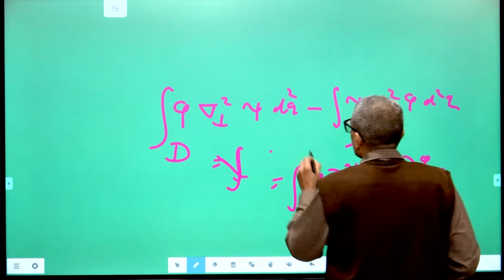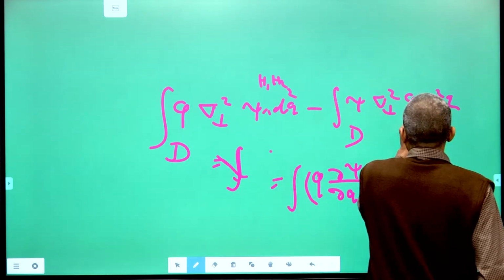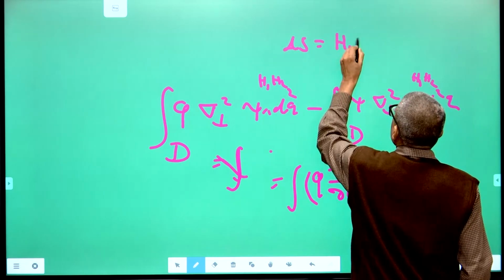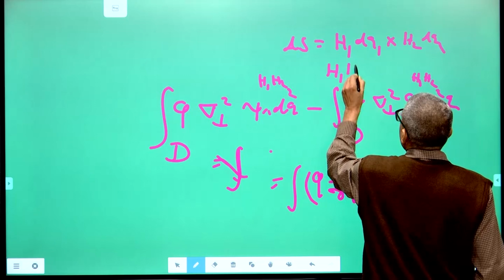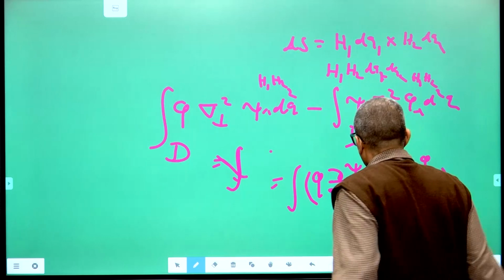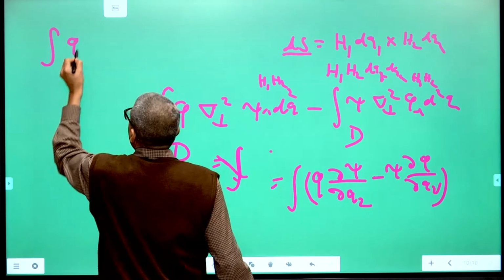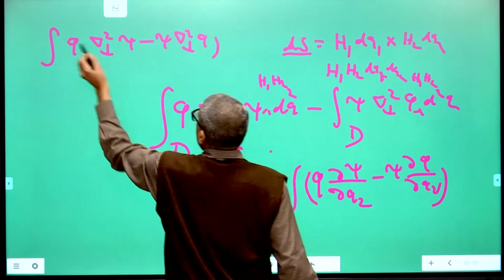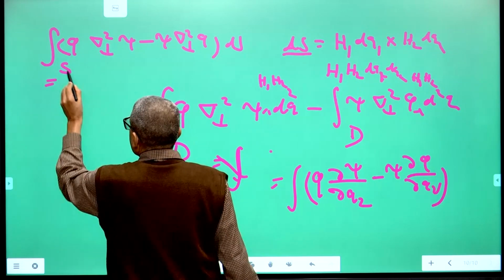Okay, this is not d2q, the area measure has to be used here, right? So you have to put an h1 h2 d2q. Here also you should put an h1 h2 d2q, because the area measure is h1 dq1, that is the length element, into h2 dq2, which is h1 h2 dq1 dq2, where h1 h2 are the Lamé coefficients. So if you look at this, I call the area measure ds. So you have the relation by Green's theorem: the integral of phi del perpendicular square psi minus psi del perpendicular square phi ds is equal to an integral over the boundary curve.